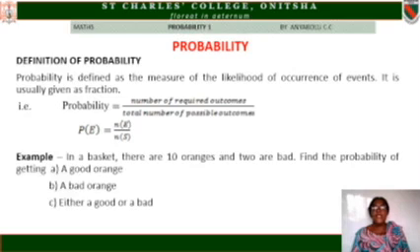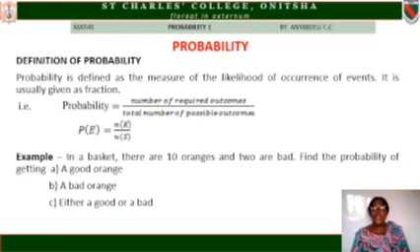Definition of probability. Probability is defined as a measure of the likelihood of occurrence of events. It is usually defined as a fraction. That is, probability equals number of required outcomes over total number of possible outcomes. P(E) equals n(E) over n(S).